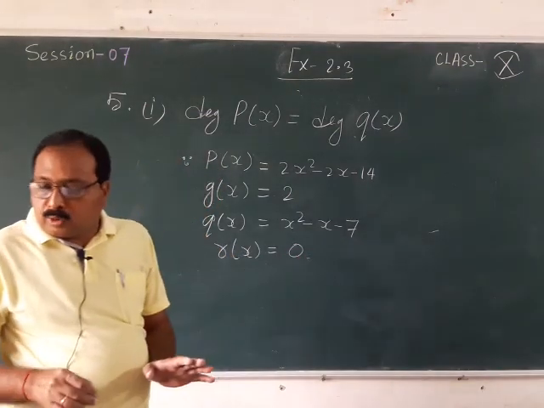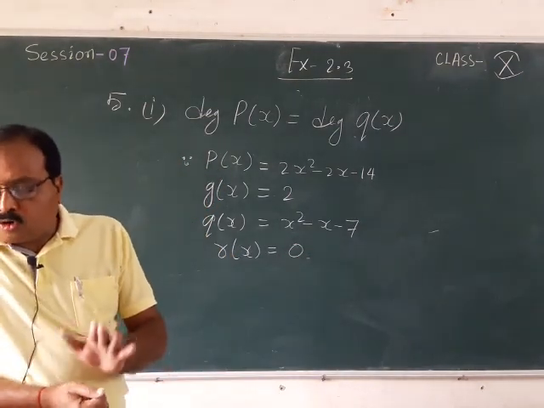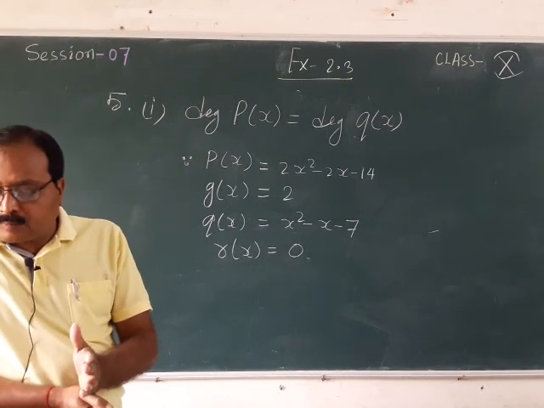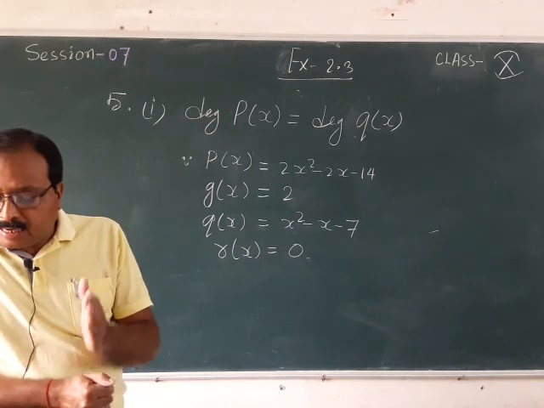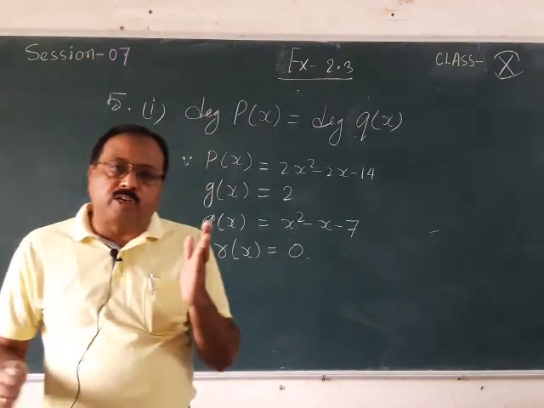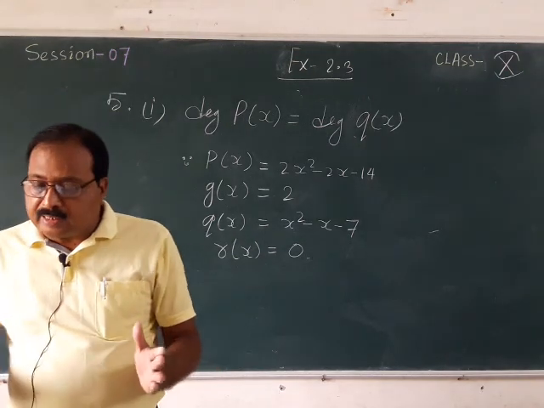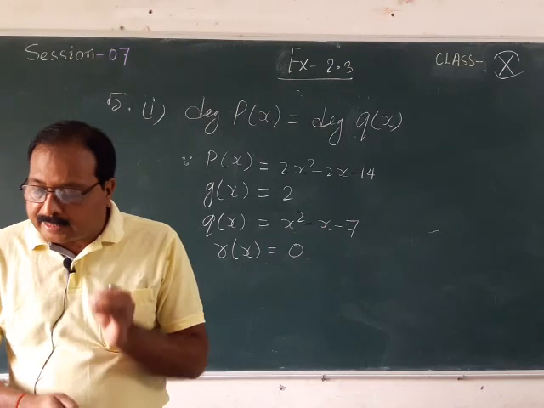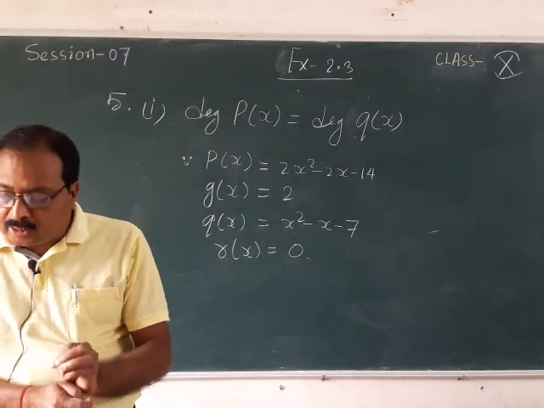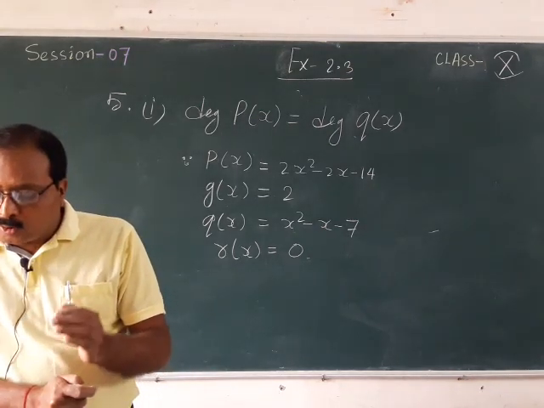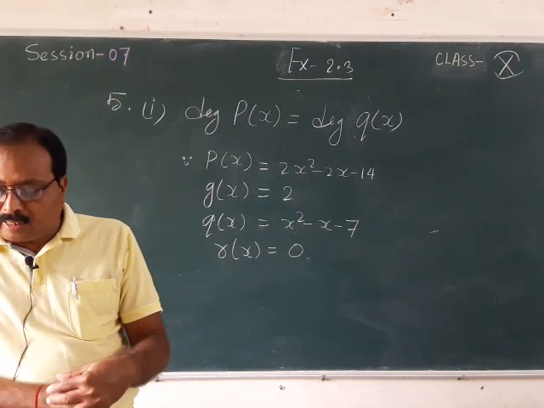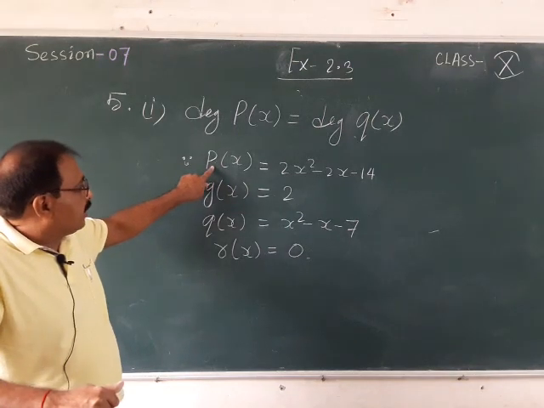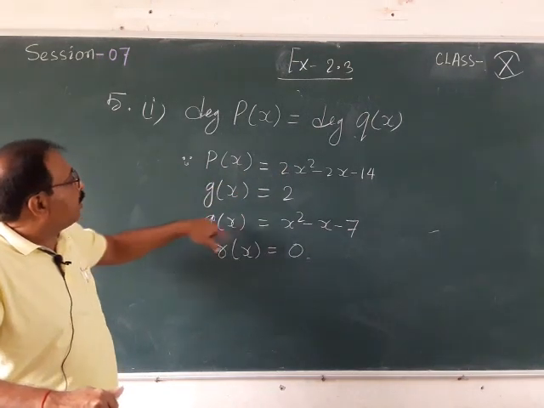So here they have told you, give examples of polynomials p(x), g(x), q(x) and r(x) which satisfy the division algorithm, and degree p(x) equal to degree q(x). So here you can see that we have to write all 4 components p(x), g(x), q(x) and r(x). You have to make sure that degree p(x) and degree q(x) should be equal. So here the degree of p(x) is 2 and the degree of q(x) is also 2.